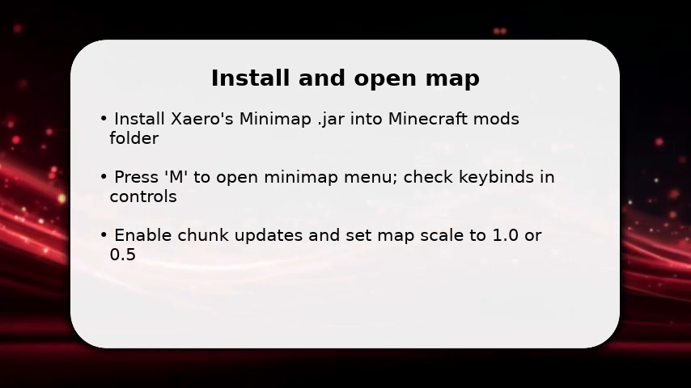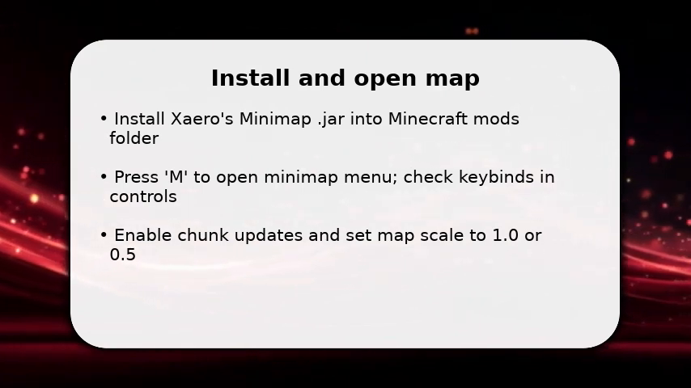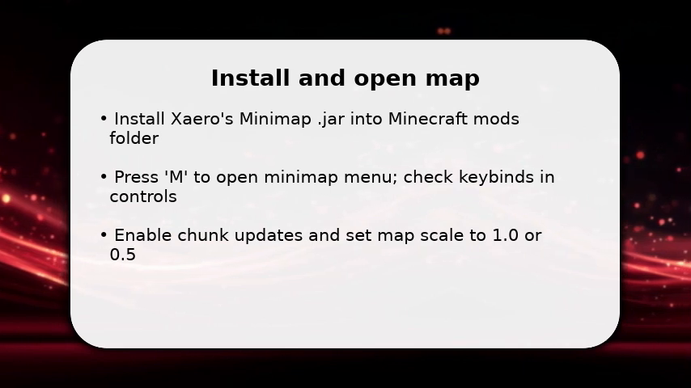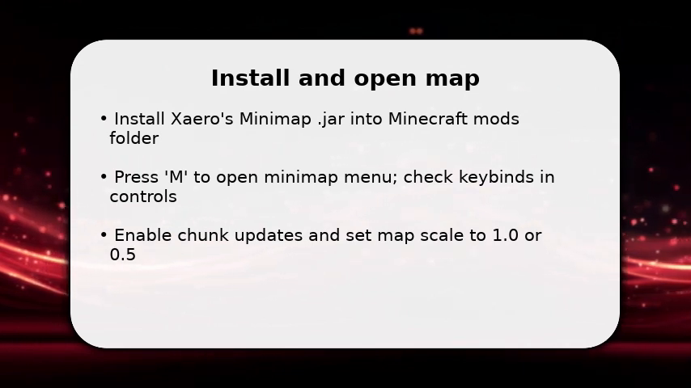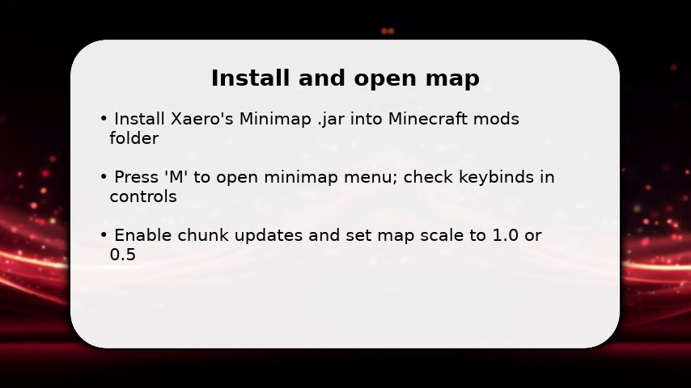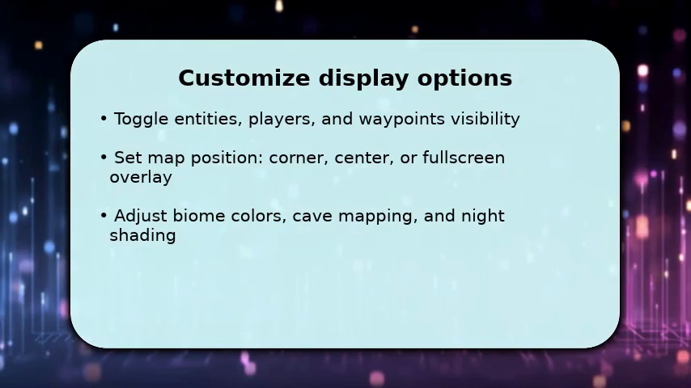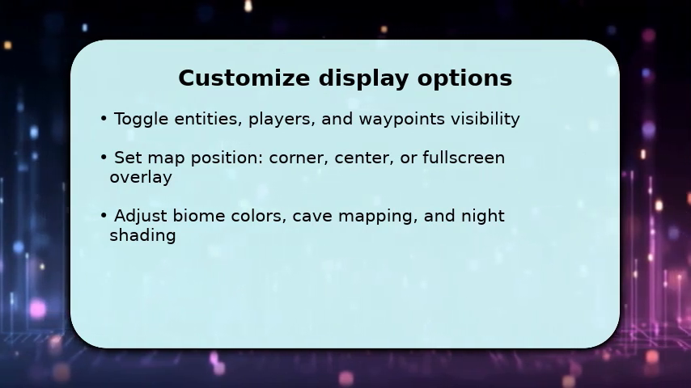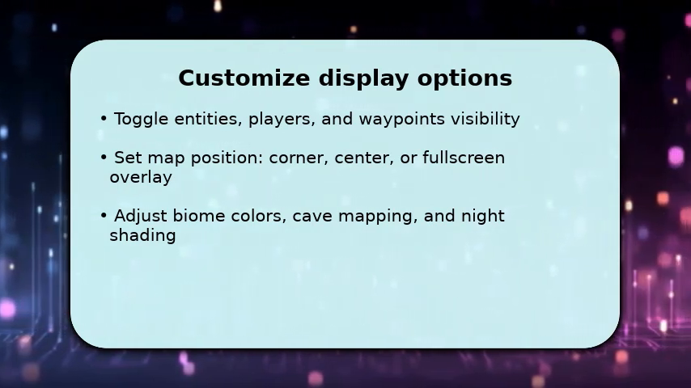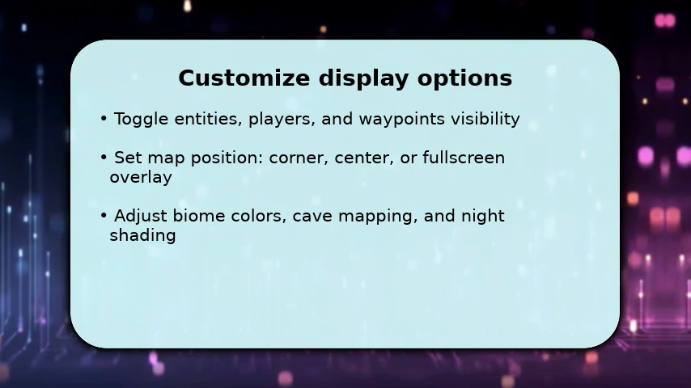Doing this early speeds up navigation because the map renders chunks and player icons immediately, which helps you orient and plan routes before exploring further. Now you customize how the map displays information so it fits your playstyle. You should toggle entities and player icons to reduce clutter and use waypoints to mark bases or resources.